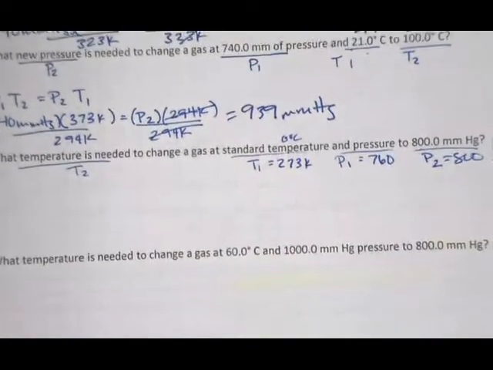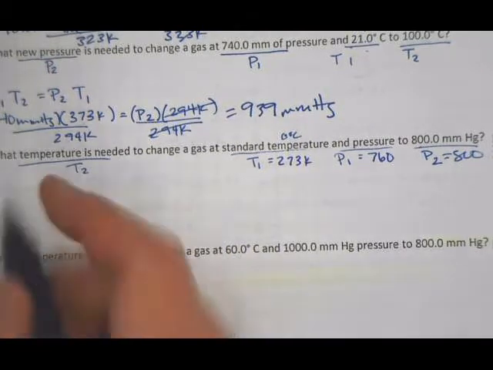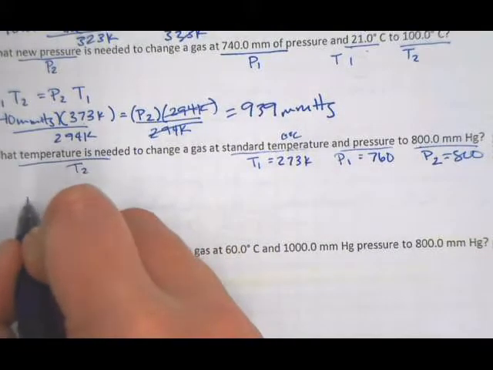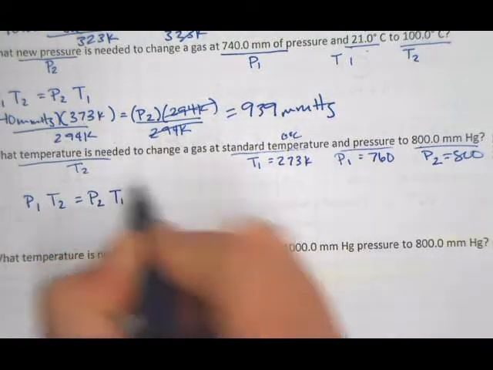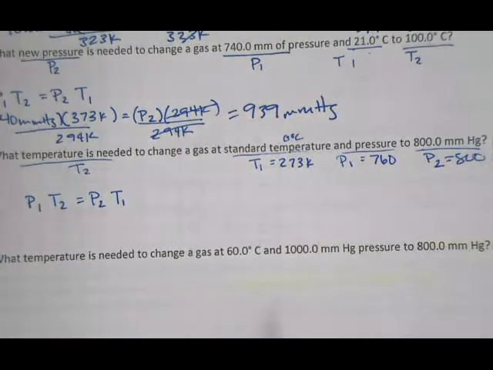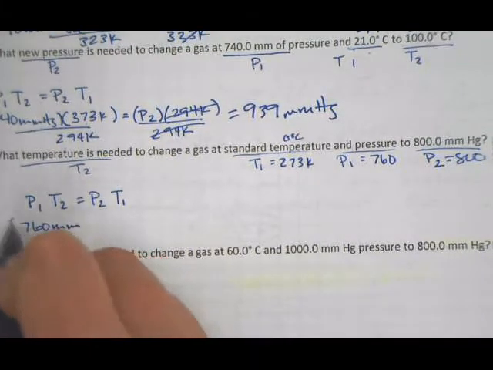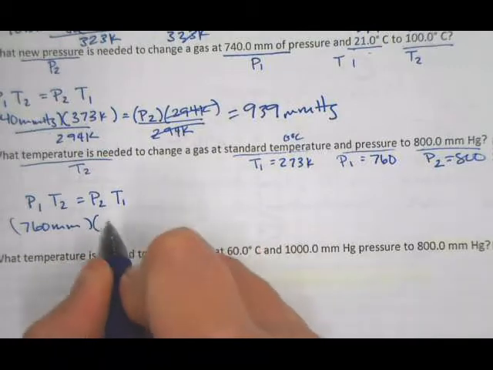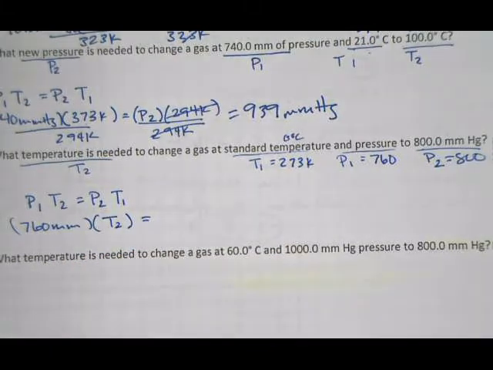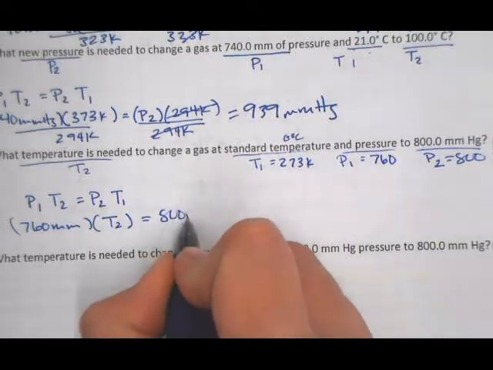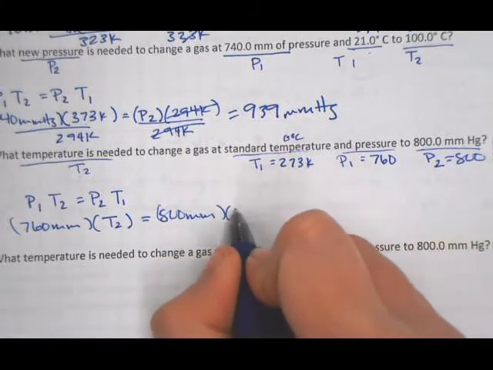Okay, so nothing has really changed except which variable we're solving for. So I still have the equation pressure 1, temperature 2 equals pressure 2 times temperature 1. I'm plugging in what I know. My initial pressure is 760. My temperature 2 is what I'm looking for. My new pressure is 800. And my initial temperature was 273 Kelvin.